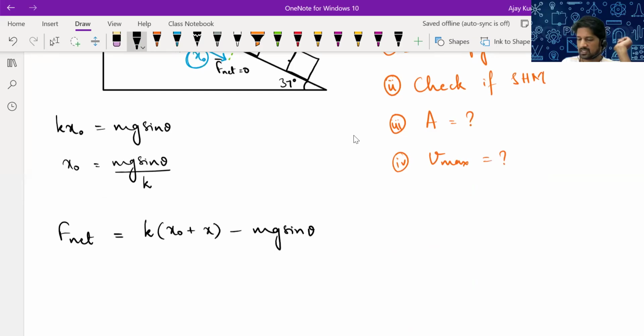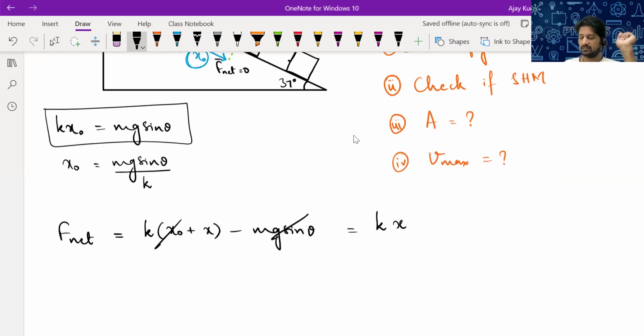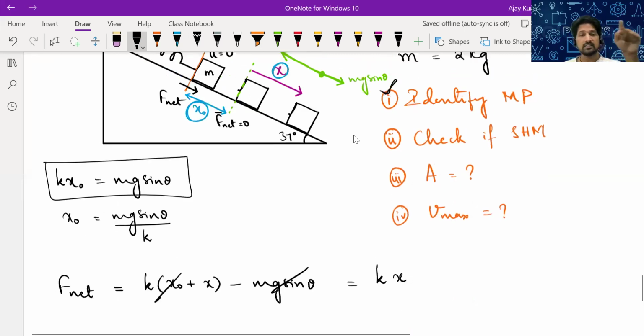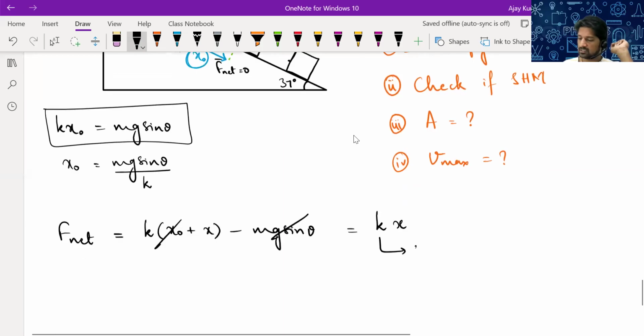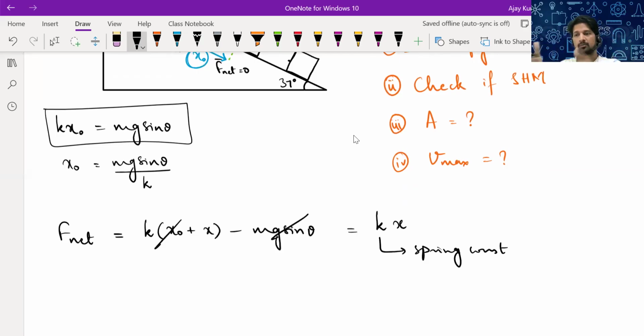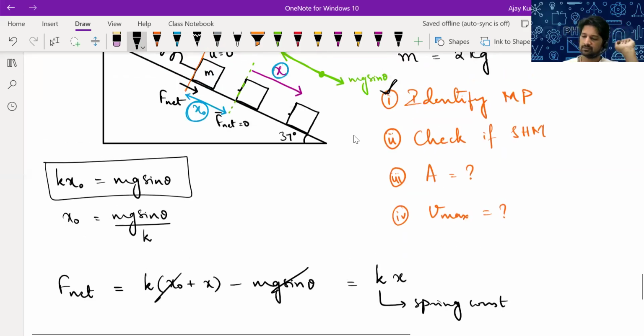mg sin theta. And we already know that kx naught is mg sin theta, the equilibrium condition. If kx naught is mg sin theta, these terms will get cancelled and you are left with kx again. Now what was x? Displacement from mean position. So we see that net force does become proportional to displacement from mean position, and the proportionality constant is still the spring constant. Even this time, when it is oscillating on an inclined surface, the proportionality constant is the spring constant itself. So the condition for SHM is satisfied.